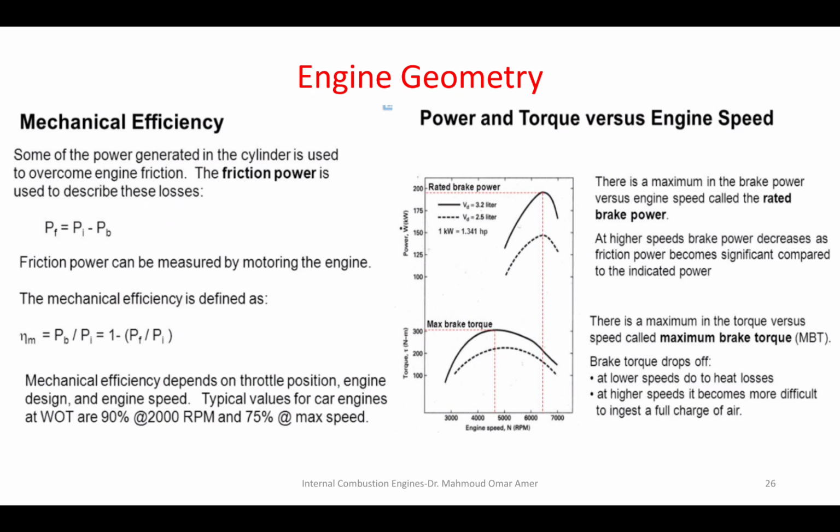Why so? Because you can see that the maximum brake power is at a higher RPM than the maximum brake torque. Because it depends on the speed of the engine. You know the relation between power and torque? Power is a matter of heat supplied to the engine to move it. But torque is power over omega.